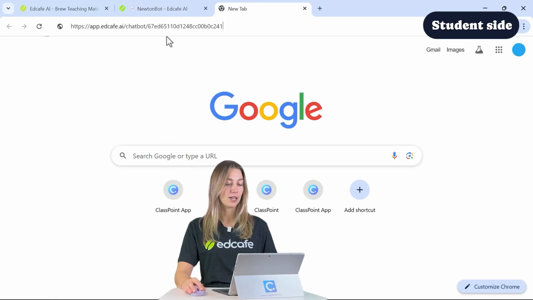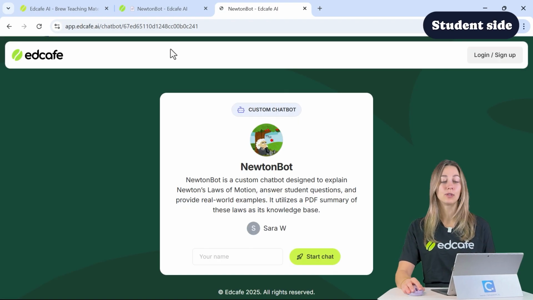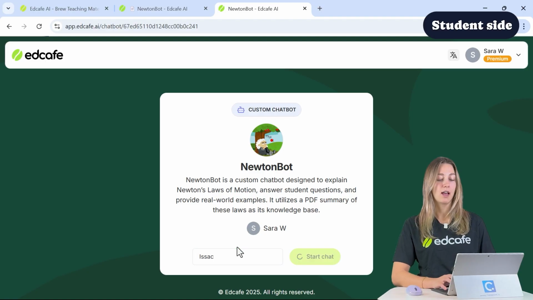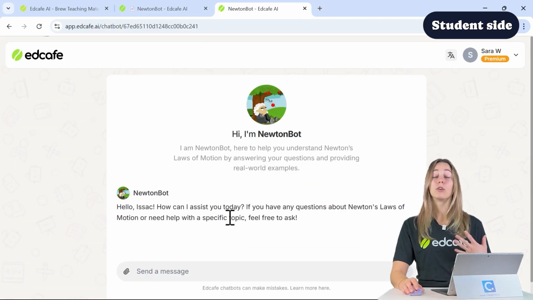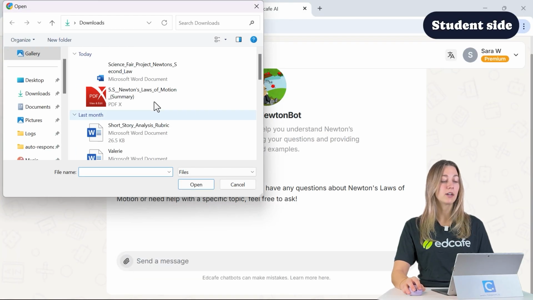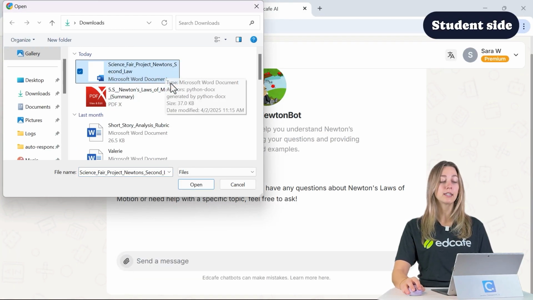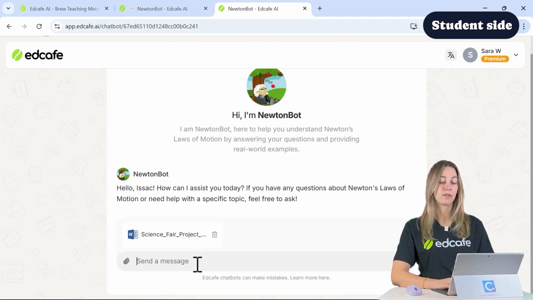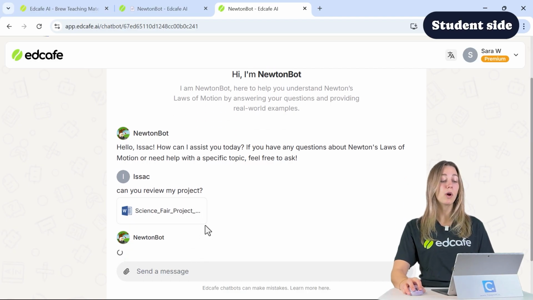So let's open up a new tab here and explore the student side of this chatbot. If I give this chatbot a name, it will greet us and we can then have a deeper discussion with this chatbot. In addition, students can also upload any documents. So let's say a student has a science fair project on Newton's second law of motion. We can actually ask the chatbot to help us with this. So I'll ask the chatbot to review our document and see what kind of feedback it provides.